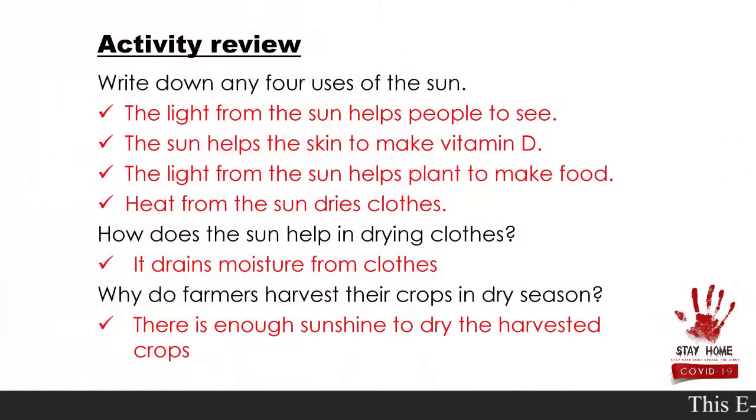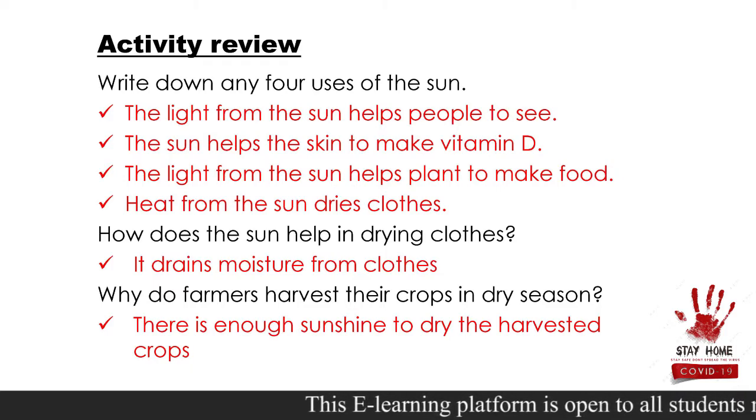Our previous activity was simple. Write down any 4 uses of the sun. 1. The light from the sun helps people to see. 2. The sun helps the skin to make vitamin D. 3. The light from the sun helps plants to make food. And 4. Heat from the sun dries clothes.